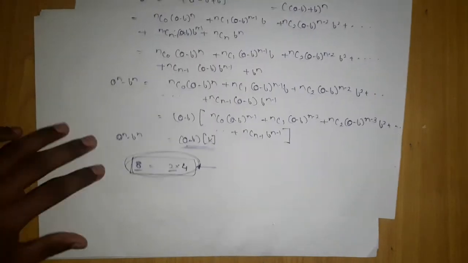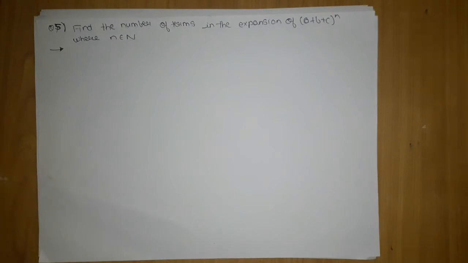Now let's move on to the next question. The next question says: find the number of terms in the expansion of (a + b + c)^n, where n belongs to natural numbers.